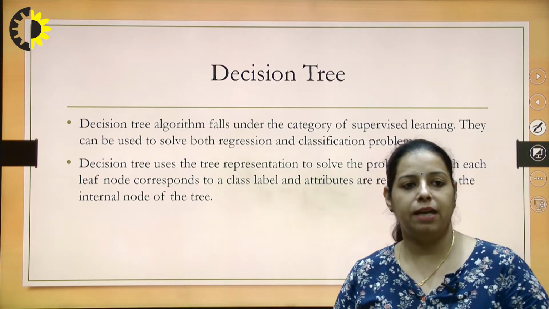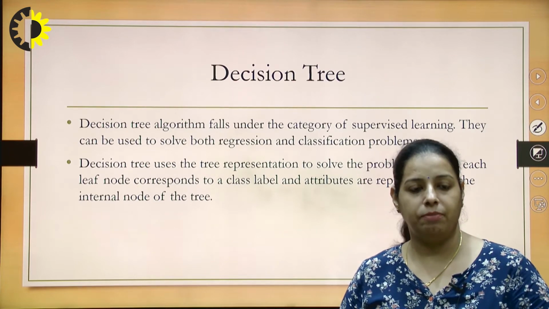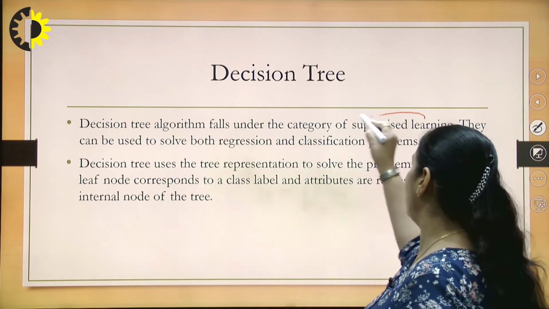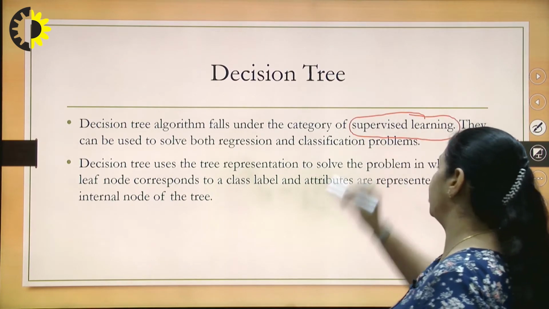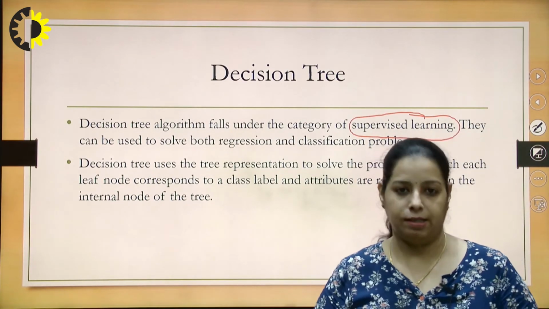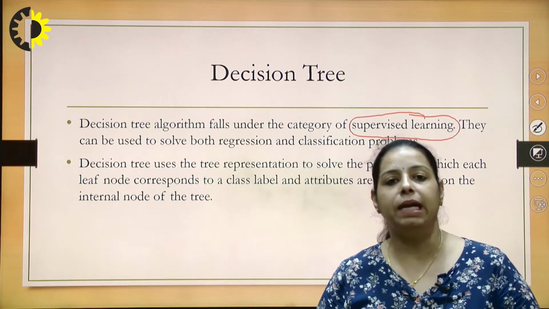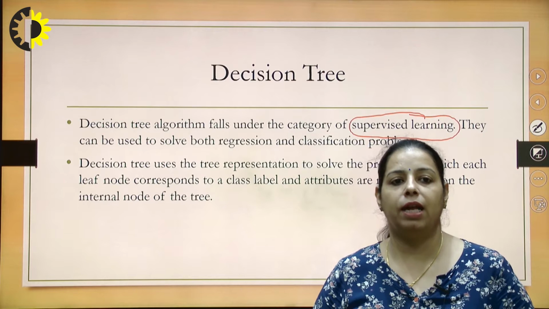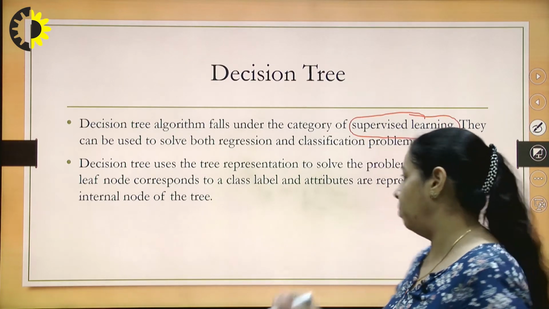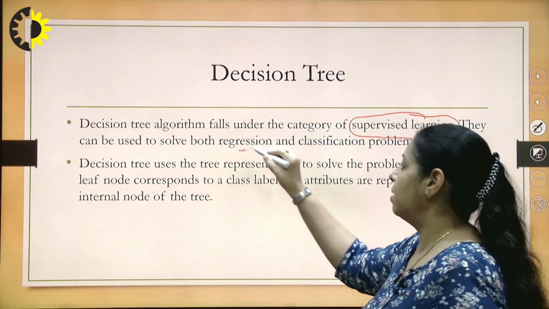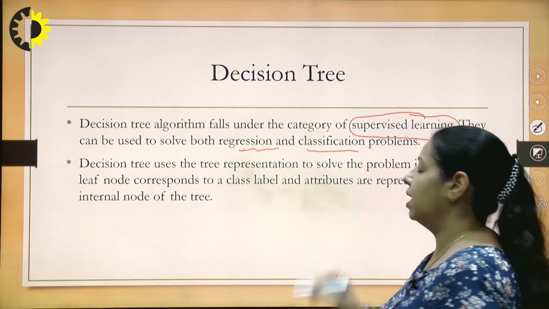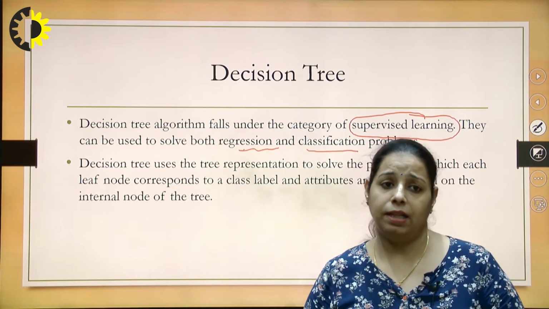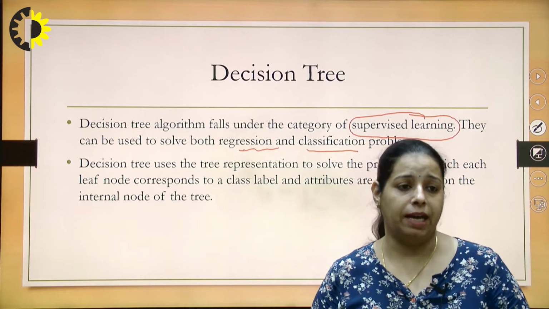A decision tree is an algorithm which falls under the category of supervised learning, where we require some sort of supervision in order to perform some learning task, which cannot be performed independently by the user. They can be used to solve both regression as well as classification problems. So we categorize our problems into two domains, one is regression, another is classification, and they are used for both categories.